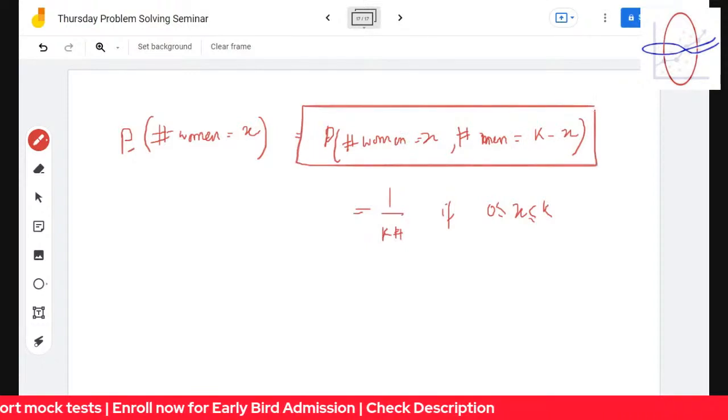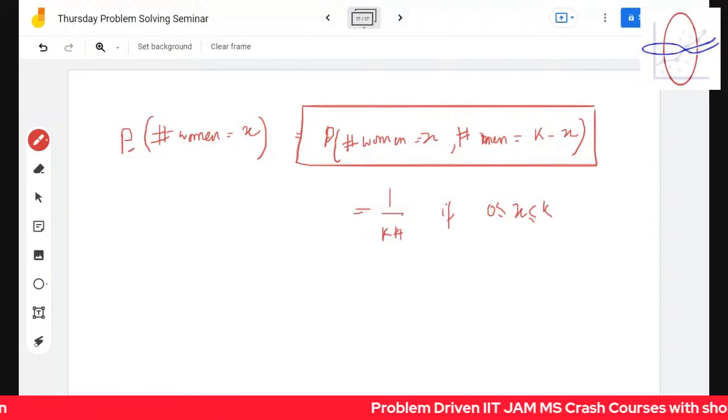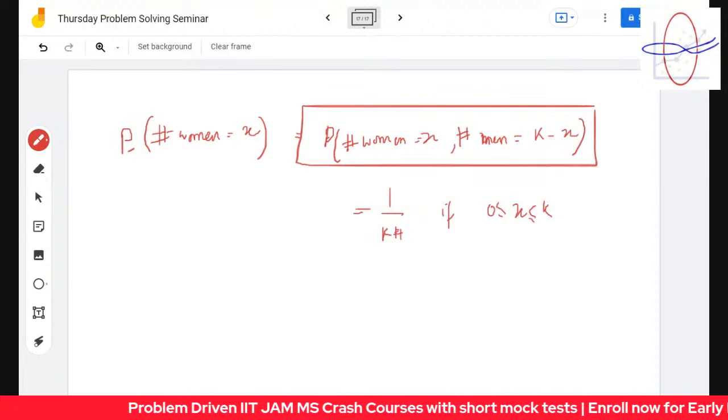So it's equal to 1 by K plus 1, because for only one number of women, like X number of women, there will be exactly K minus X number of men, right?